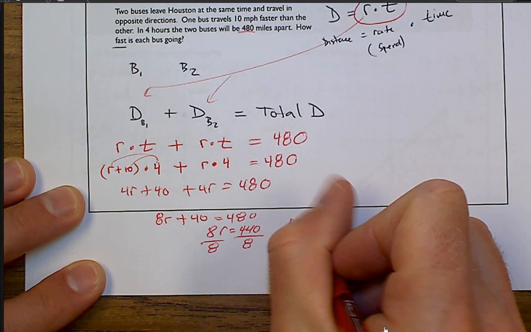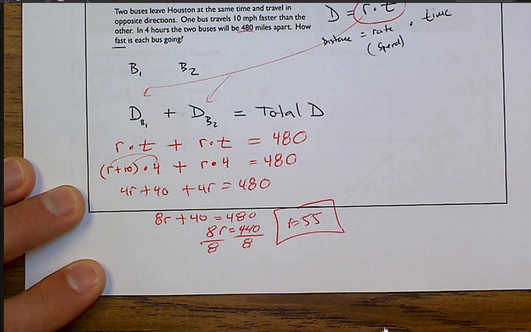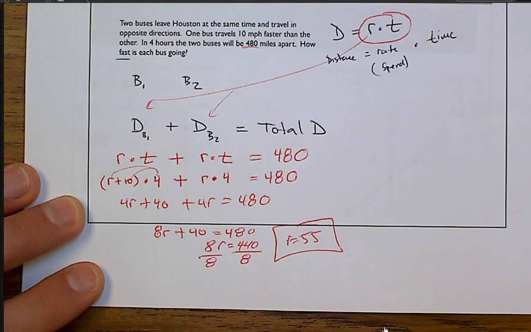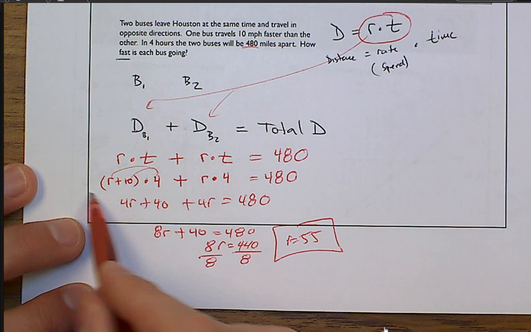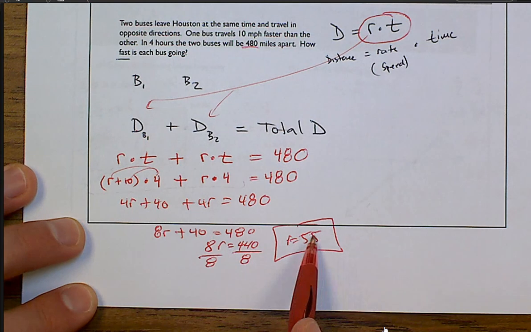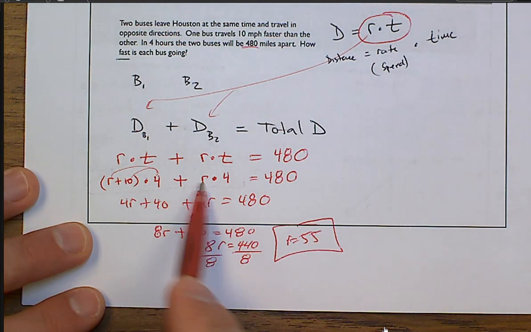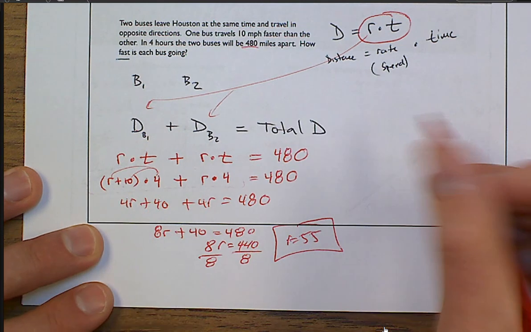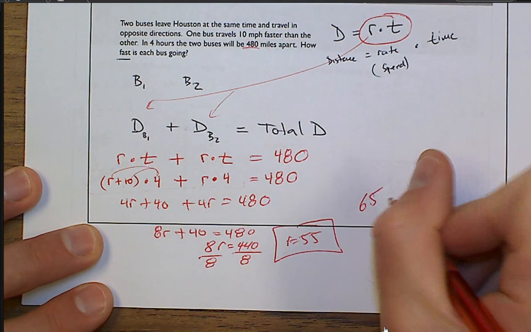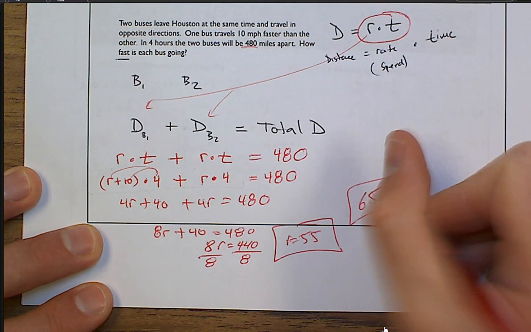Now, R equals 55, what does that mean? Is that the faster bus or the slower bus? Well, if you look at how we set this up right here, 55 is going to be your slower bus. We know the other one traveled 10 miles an hour faster, so the second bus, or the one that was traveling faster, would have to be 65 miles per hour.